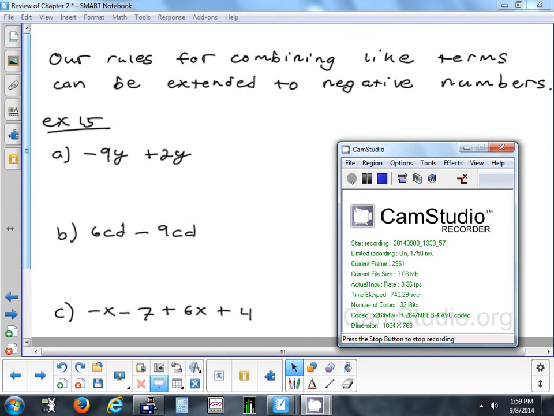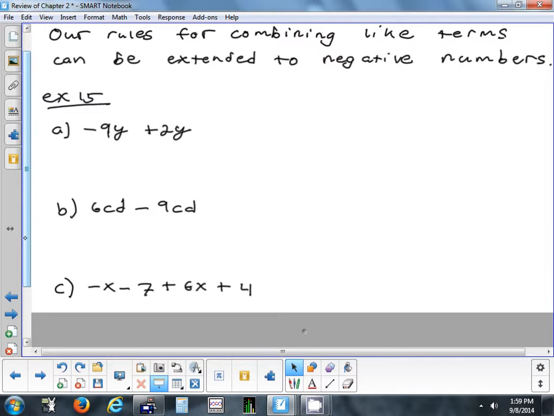Okay guys, let's take a look at these 3. Remember, these are expressions. These are not equations, so you're not solving. You're not going to get y equals 2. There is no answer. You're just combining like terms. The way you want to do it, we've got negative 9y plus 2y. Let's start with negative 9 plus 2.